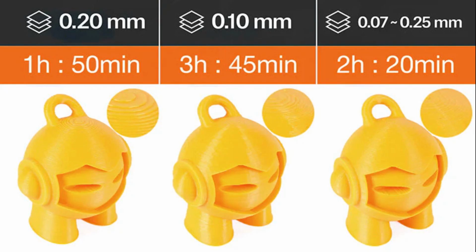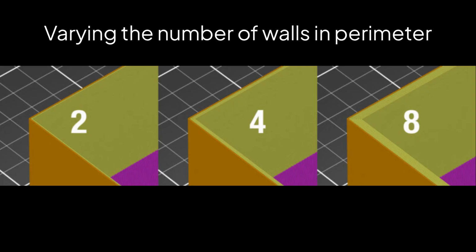Already, decisions are being made that affect strength, surface quality, and time. A smaller layer height produces more slices, more transitions, and more opportunities for detail, but also more chances for error and more time spent accelerating and decelerating. Once the slicer has those 2D shapes, it has to decide how to fill them. This is where perimeters come in.